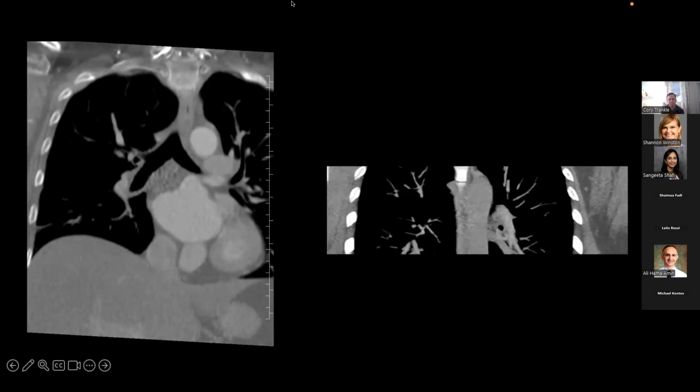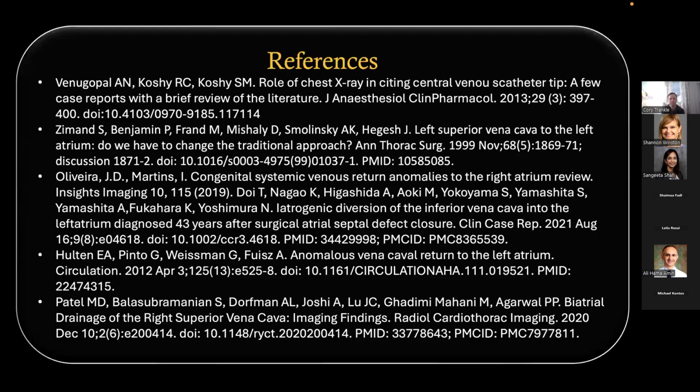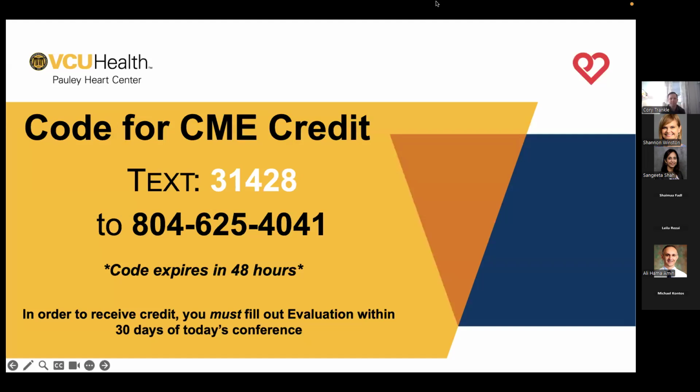So in summary, it's important for us as cardiac imagers to recognize the abnormalities of the cavo-atrial junction, look for them and find them. And if you see a partial anomalous pulmonary venous return, look for sinus venosus defects. As Sangeeta was mentioning, MRI can be the first modality to diagnose sinus venosus defects. And if there is a negative bubble study, sinus venosus defects can be easily missed by echo. MRI has a larger field of view and can detect those abnormalities. And thank you very much. I'm open to questions.